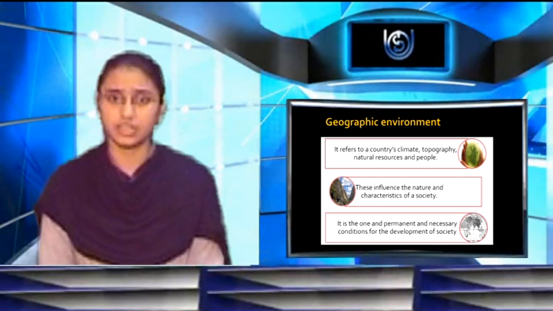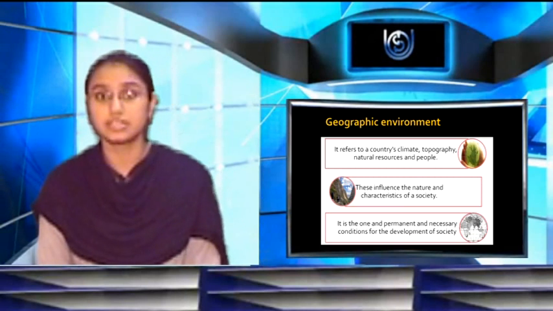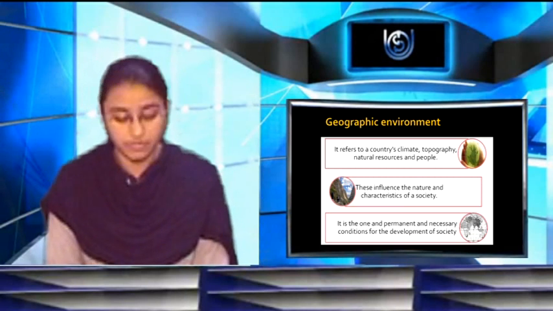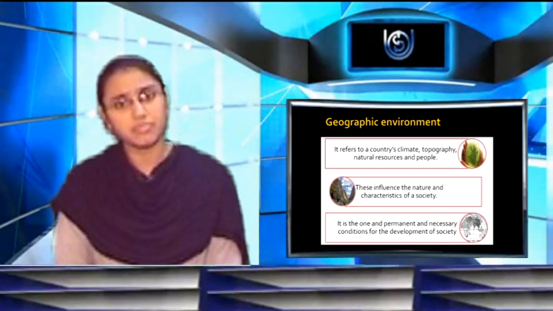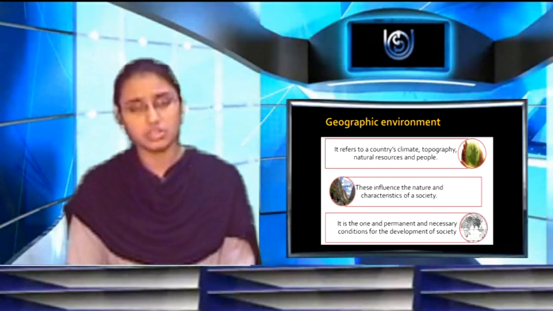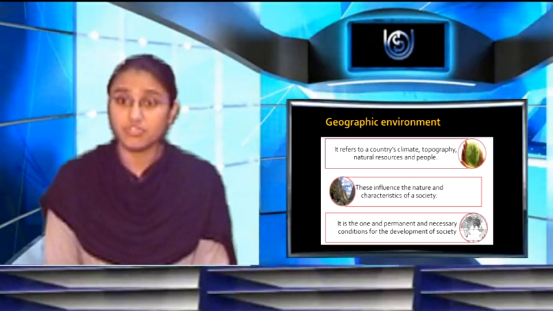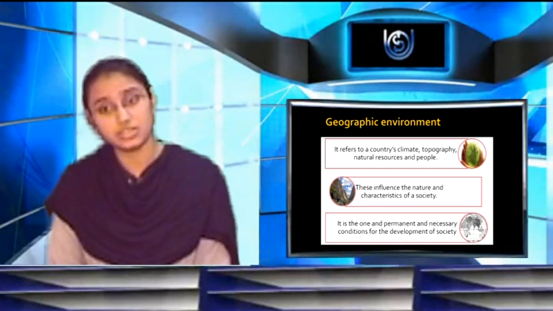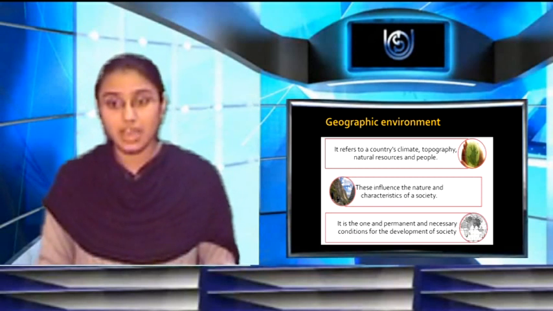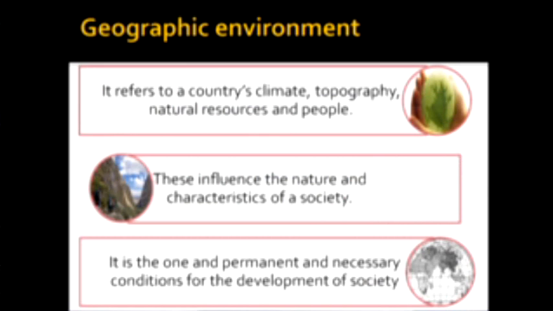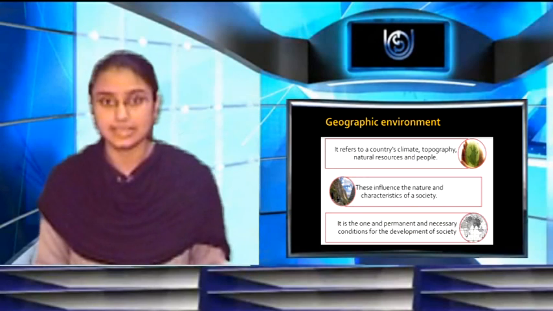The very first component of the international business environment is the geographical environment. The geographical environment discusses a country's geography, climate, topography, natural resources and people. This environment mainly emphasizes that you need to understand the surroundings and climate of a country, and the topography of a country.